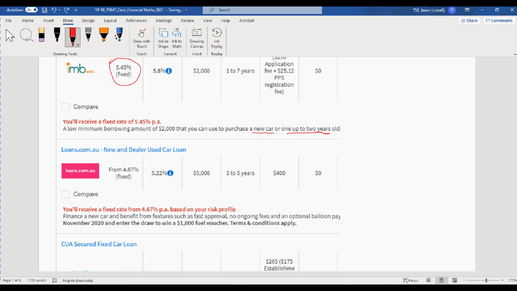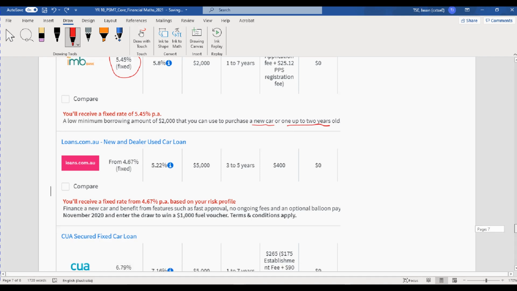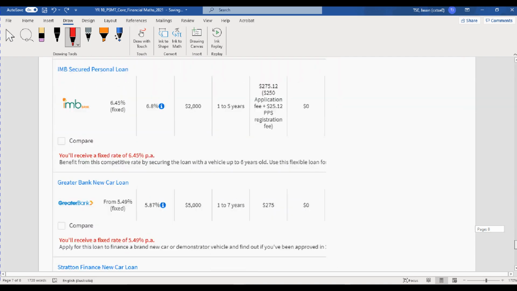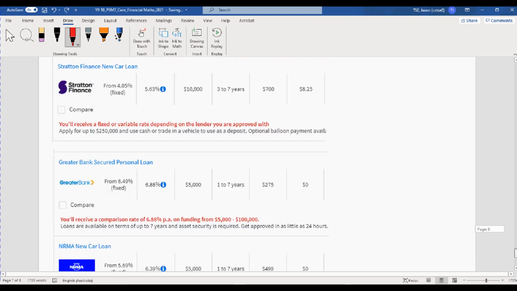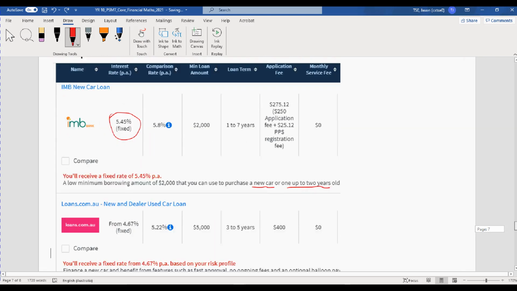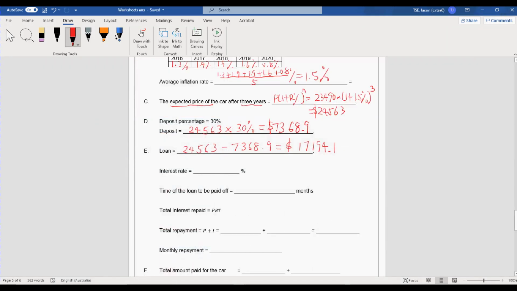If they don't give you that 4.67, they might give you the next, which is 5.22%, which is still better than the previous one. So you might just scan through all those offers. For simplicity, I might just use the first one, the 5.451. So I just write 5.45 percent here, and it's understood to be per annum.